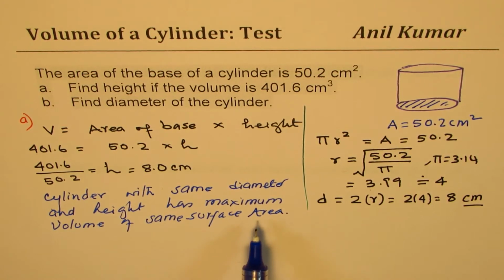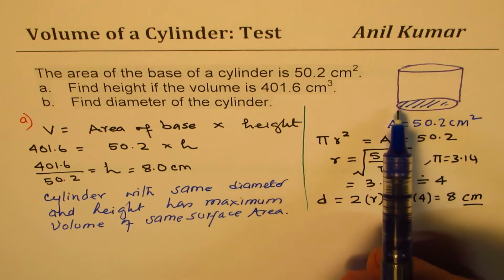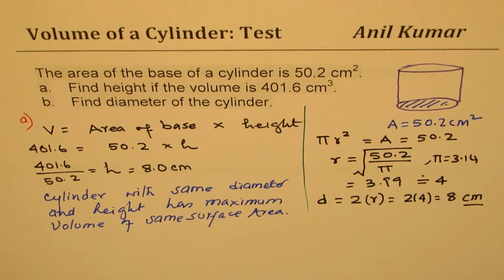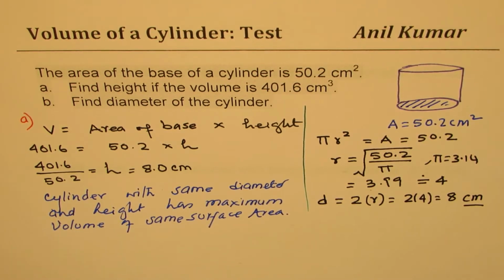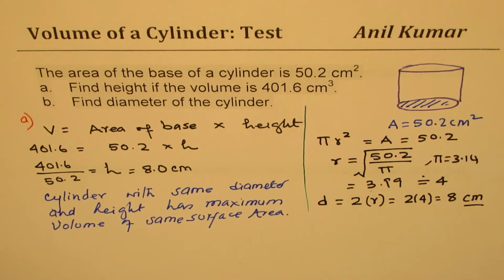In the previous example, you saw that for a given volume, we can make many cylinders. So the cylinder which has same diameter and height will have maximum volume. So that is important to understand. A container whose radius is half the height will have maximum capacity, right?